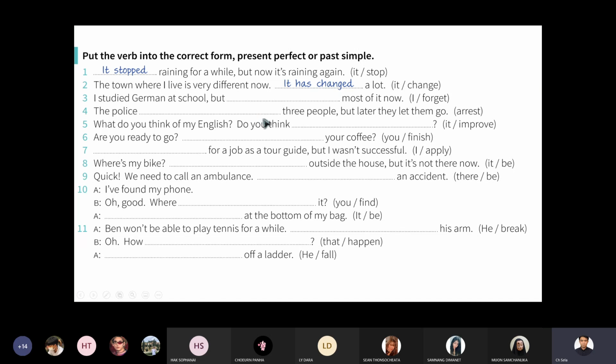I have forgotten. Excellent, because when you talk about now, right? You studied in the past, but you talk about now. But I have forgotten most of it now. Thank you very much. How about number four? The police three people, but later they let them go. So let here is the past form, right? Let them go. So what is it?